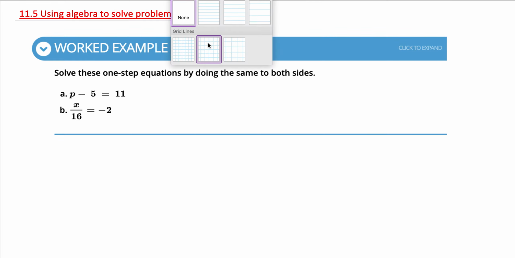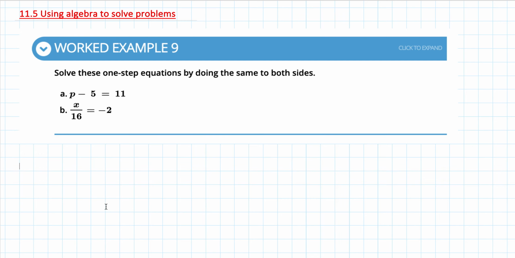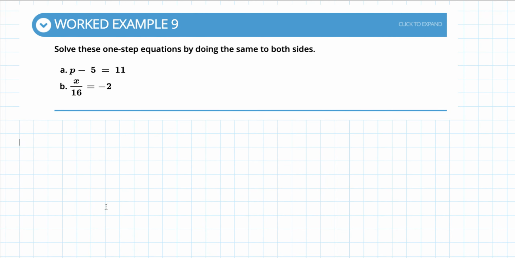I'm going to put it in grid paper because I want you to work this out, and I'm going to be modeling the way that I want you to work it out. So in your book, you always copy your question. Always. Question A, I'm doing it in red to distinguish it from what I'm doing. So I have P take away 5 equals 11.